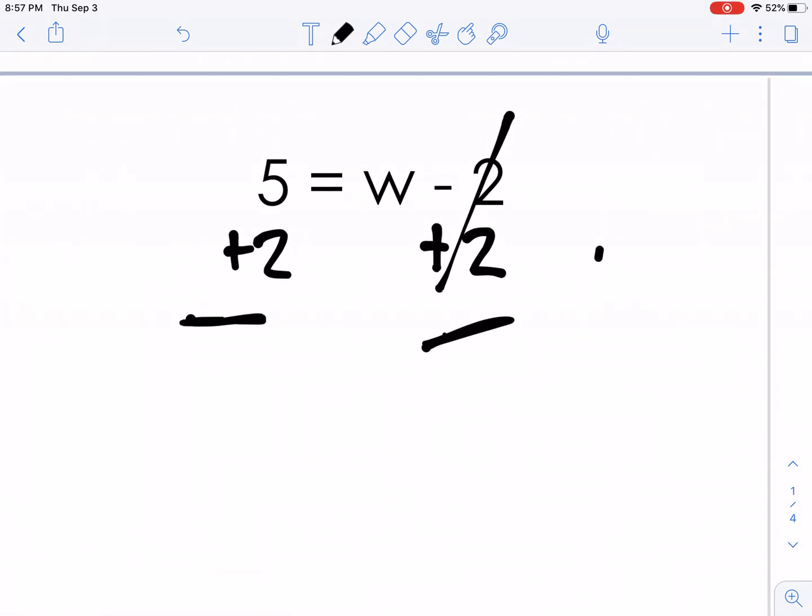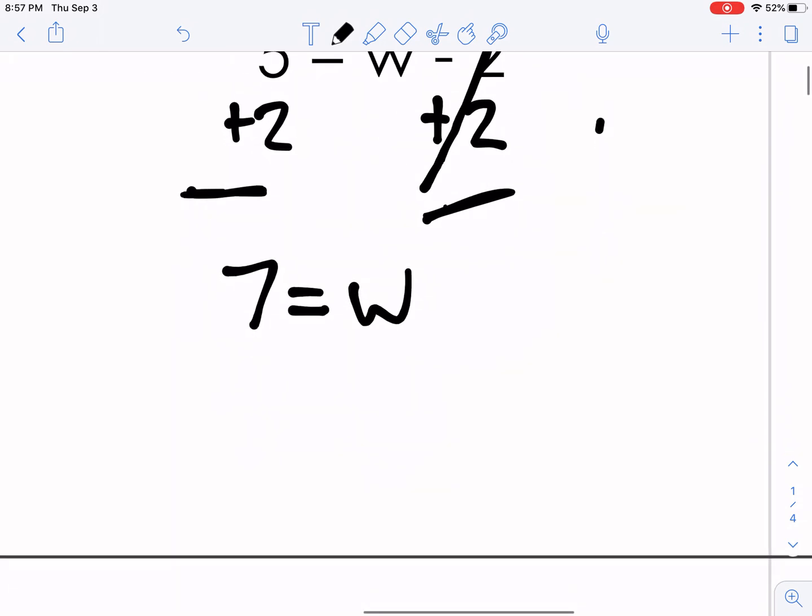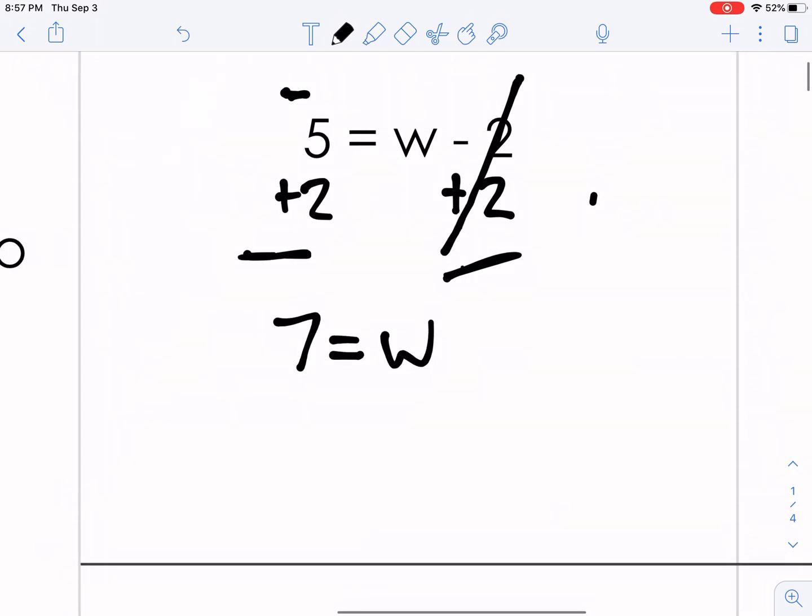So I'm going to add 2 to both sides, and we cancel out here. And then on this side, I have 5 plus 2, which is 7. Now, what remains on the right side? W. So what I end up with is 7 is equal to W. Well, let's check if that works. In my original equation, I have 5 equals W minus 2. And we said W is equal to 7. If I plug in a 7 here, is 7 minus 2 equal to 5? Well, yeah. So we know we're correct. 7 minus 2 is 5, so W equals 7.